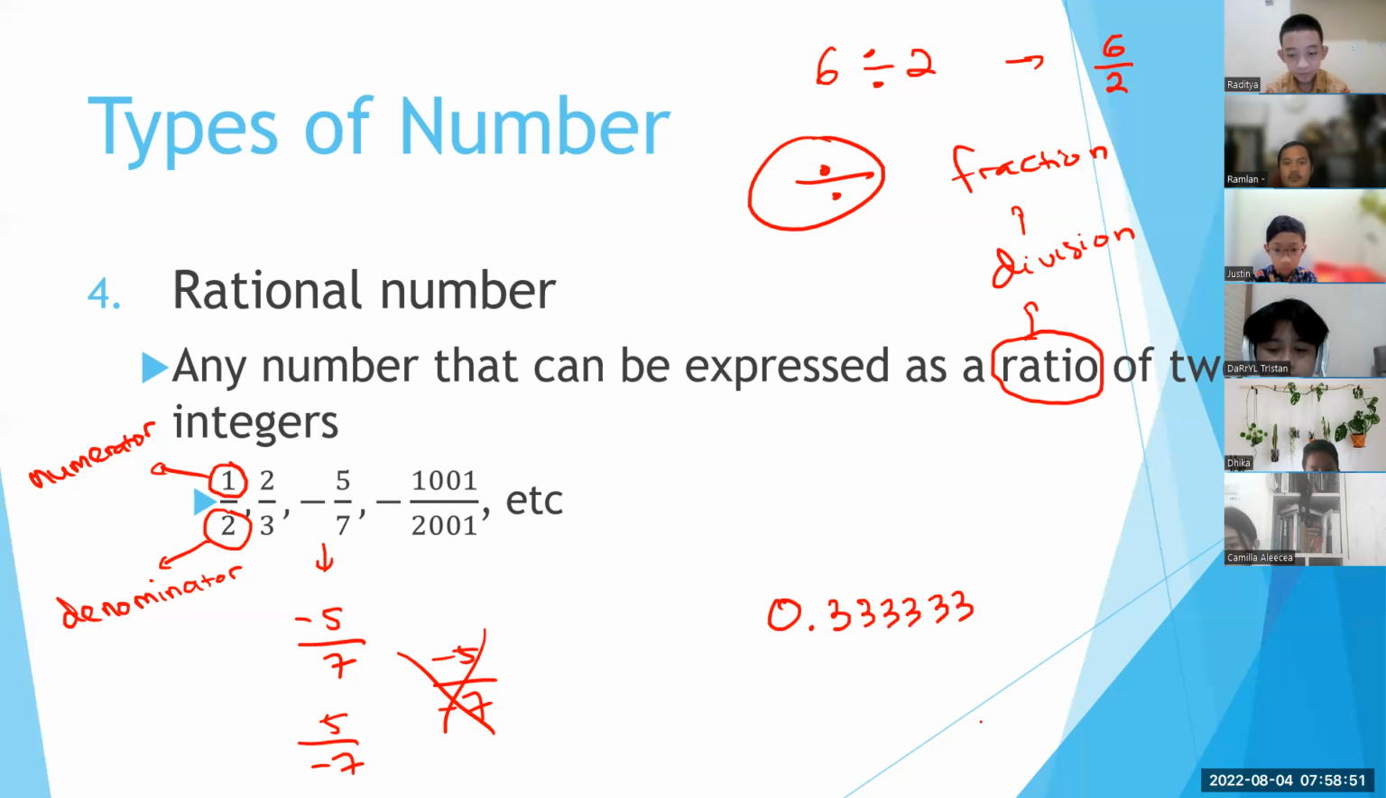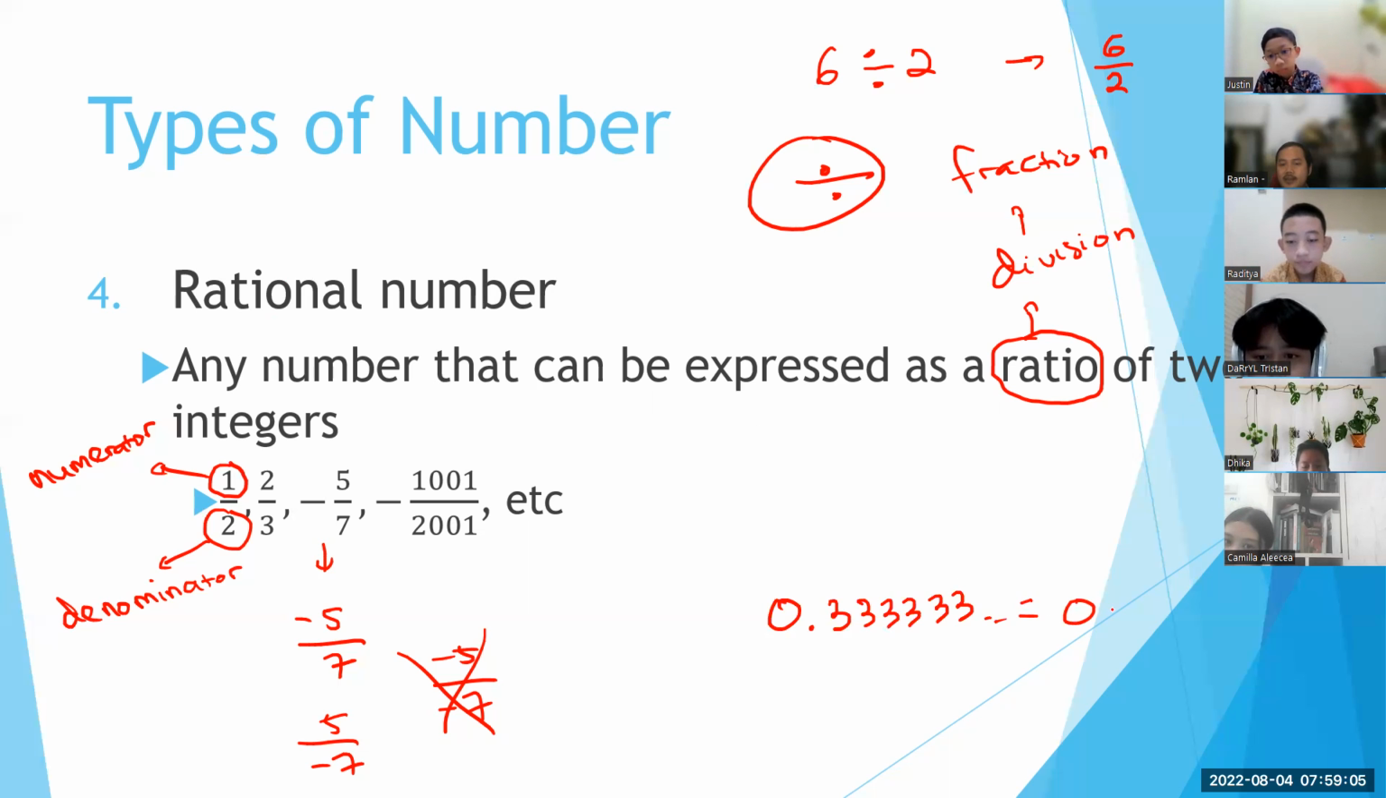Okay. It's a rational number. How do you know it is a rational number? Because it keeps going forever. It keeps going forever. Okay. So actually, we can write this down like this.